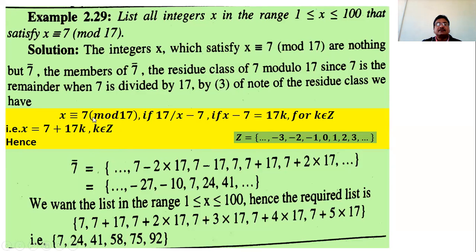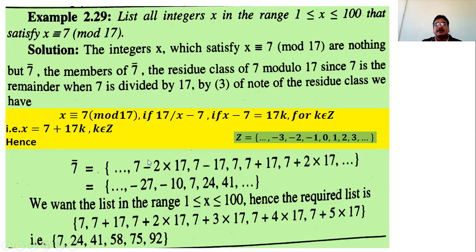So what is 7 bar? 7 bar is the residue class of 7 modulo 17. What is the definition of 7 bar? It is the set of elements from Z such that x is congruent to 7 mod 17. So those that satisfy this equality, x congruent to 7 mod 17, are the elements of 7 bar. How can you find 7 bar?